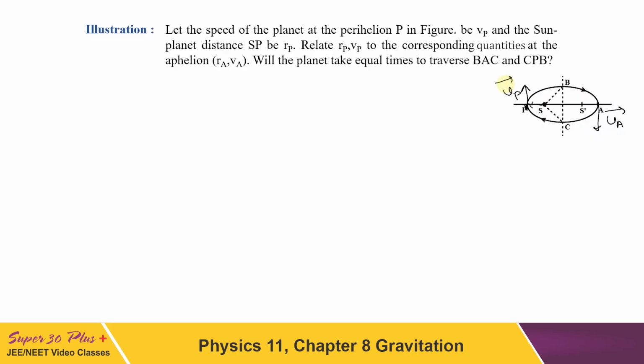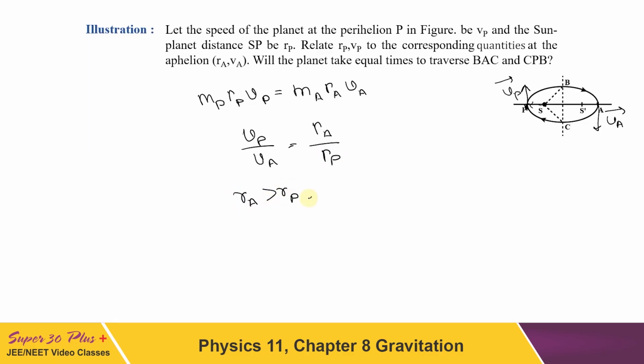So if we apply the law of conservation of angular momentum, we can write Mp Rp Vp equal to Ma Ra Va. Because mass remains the same, we can write Vp upon Va equal to Ra upon Rp. And since Ra is greater than Rp, Vp has to be greater than Va. This is the first part where we had to relate Rp and Vp to Ra and Va.